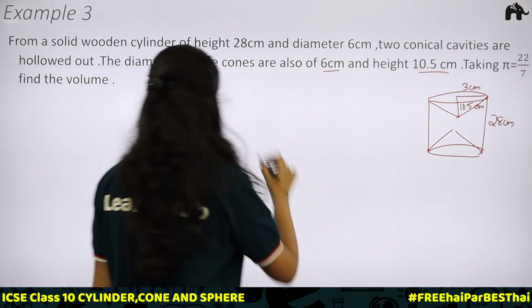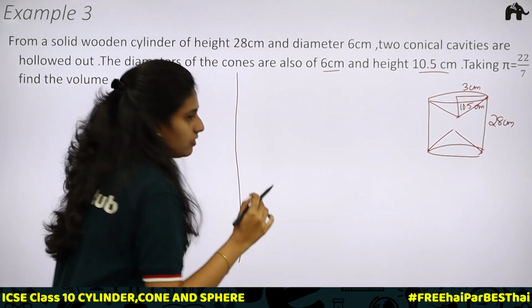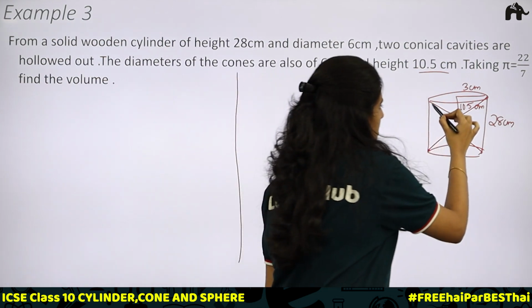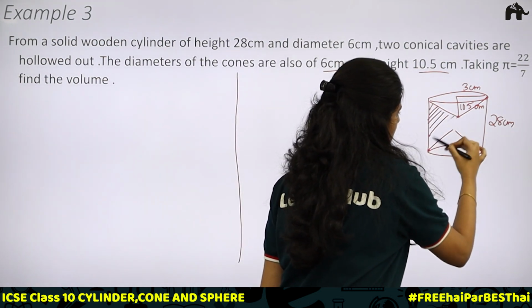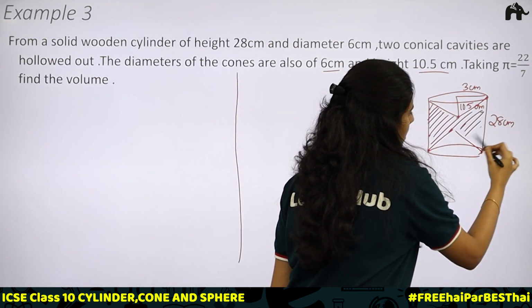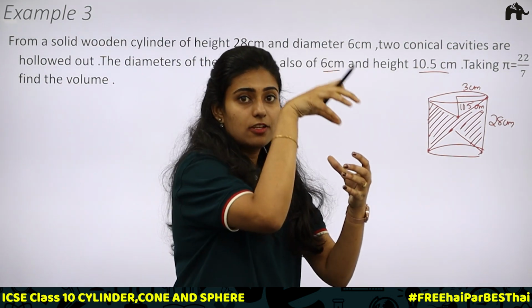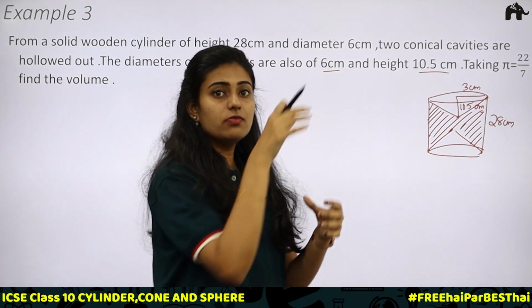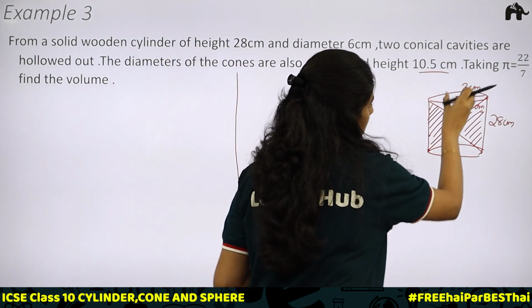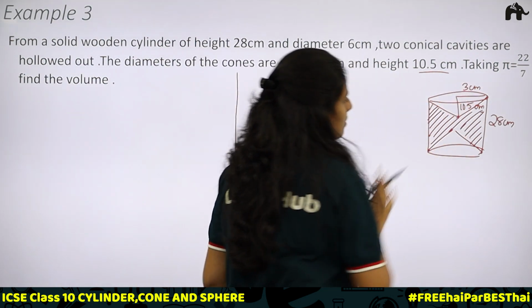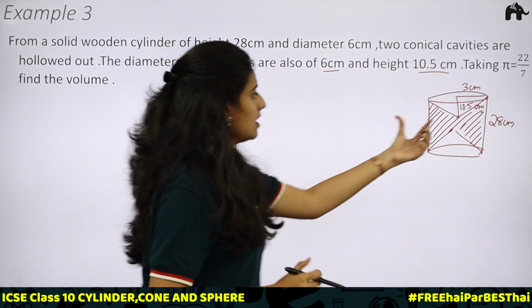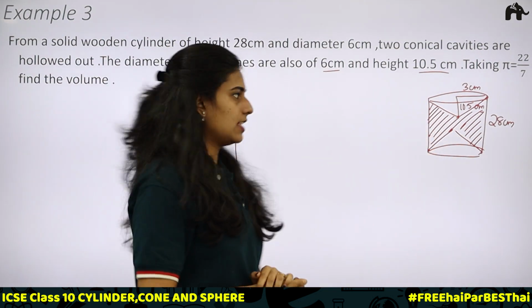We need to find the volume of the remaining solid. The shaded portion will be the volume of the remaining solid. Consider a cylinder from which, from the top portion and bottom portion, we are removing conical parts. Then this is how the solid looks.